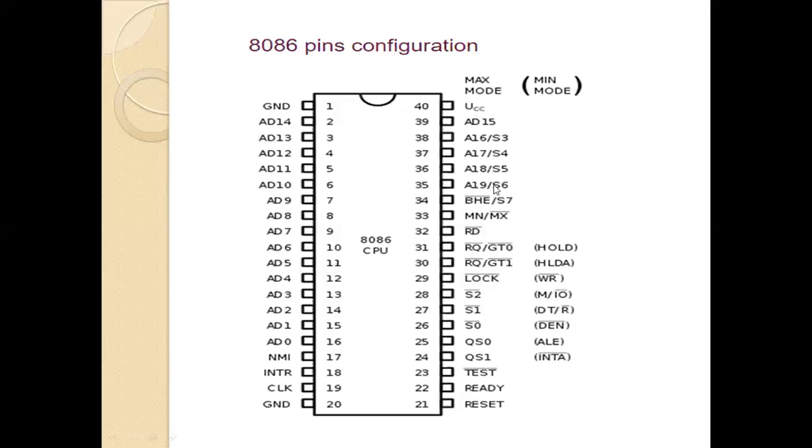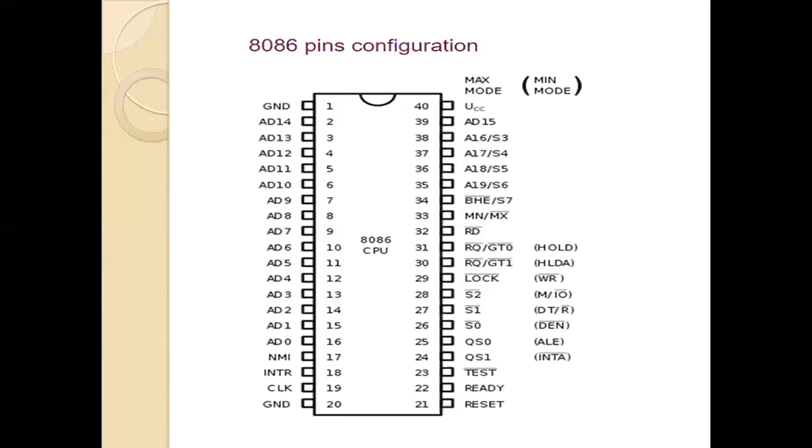Now come to pin number 34, BHE and S7. What do you mean by BHE? BHE means bus high enable, and S7 stands for status pin. Bus high enable is available at pin number 34, and it is used to indicate the transfer of data using the data bus. This pin indicates the transfer of data using which data bus? D8 to D15, and this signal is active low during the first clock cycle.